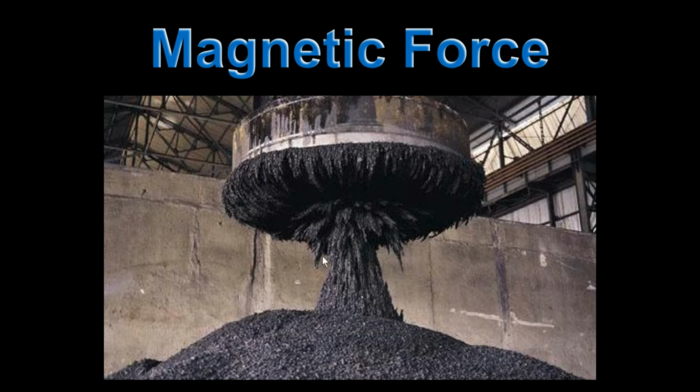Last time we looked at how when charges move, they alter space, creating what's called a magnetic field, very similar to how a mass creates a gravitational field and a charge creates an electric field. Today, we're going to look at the force between magnetic fields.